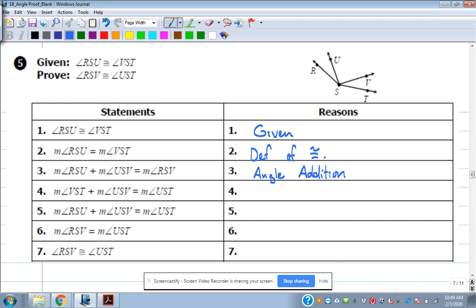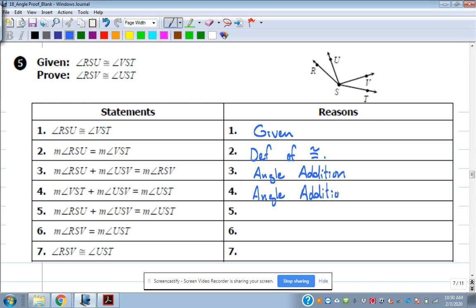What about number 4? VST plus USV is equal to UST. UST is the larger angle there, right? And those other 2 make that one up. So that's another angle addition. Now they're just building the bigger angles, like we did with the segments. We built both of the segments that we're trying to get parts congruent on. And so we're going to have to build those angles too.